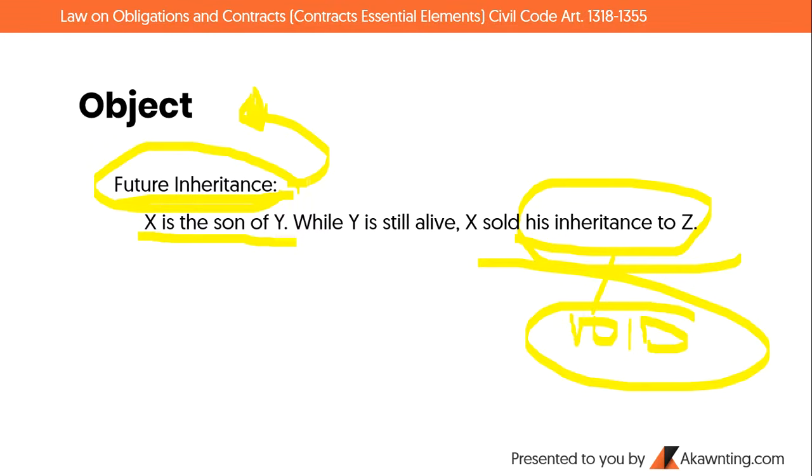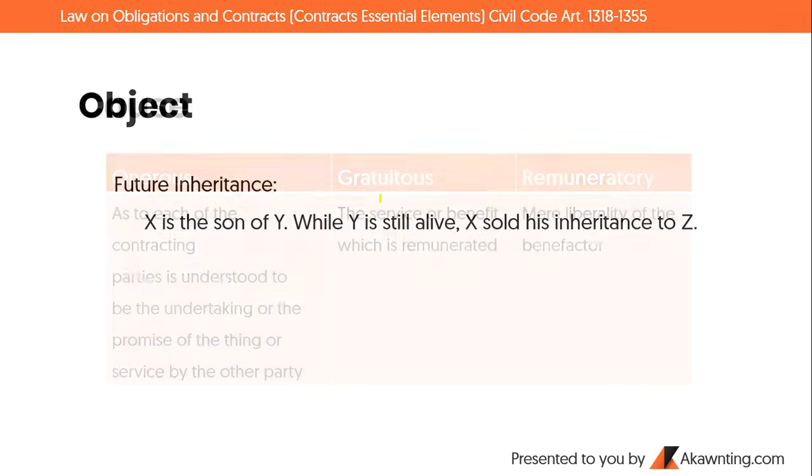So, paano ba natin masasabi na ito ay isang future inheritance? Simple lang. Tignan natin. Si Y, buhay pa. So, future inheritance pa yan. Pero once na namatay si Y, at that very moment, hindi na siya future inheritance. Okay? So, pwede na siya maging object ng isang kontrata. Okay? So, sana simple lang yung concept ng future inheritance natin.